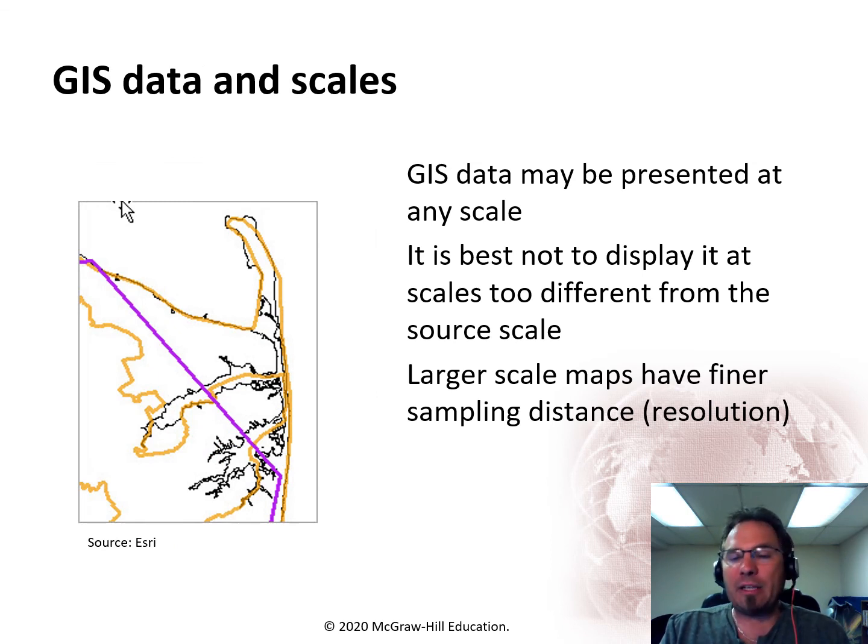So like I mentioned earlier, GIS has the ability to quickly change scales just by zooming in or out. However, because the scale that the data was designed for might be vastly different than what you're looking at it in, it's hugely important to make sure you have the data for the correct map. So larger scale maps have finer sampling distance or resolution. So with that comes, let's say, higher file sizes. The more resolution you have, the file sizes get bigger. So especially in raster world, we'll get to that later. But you don't want to carry around more than you need to.